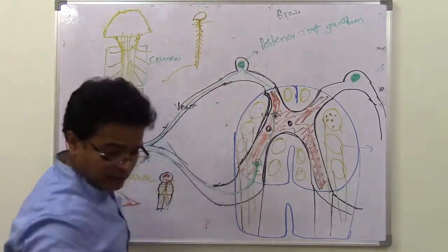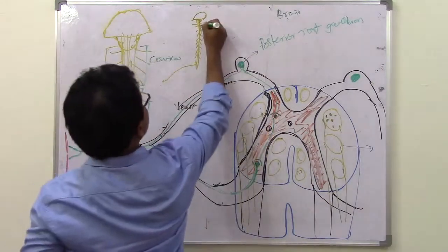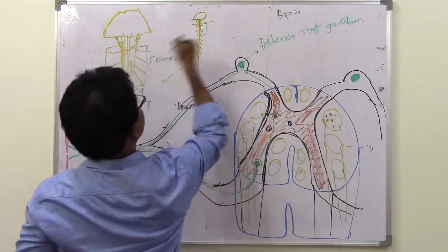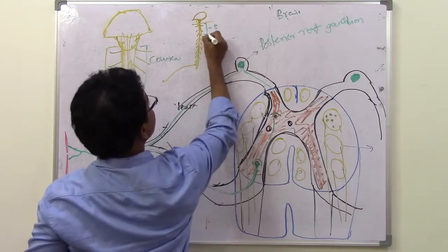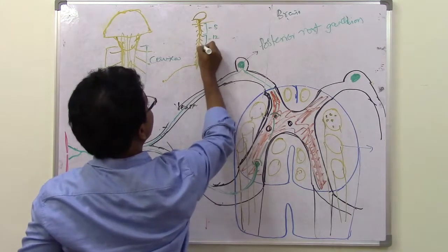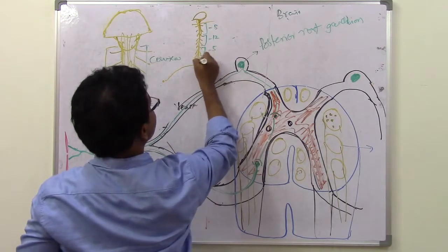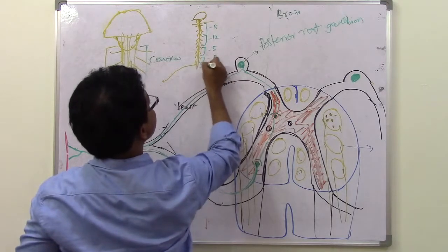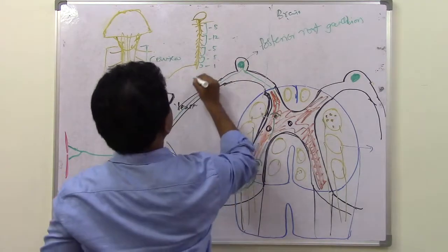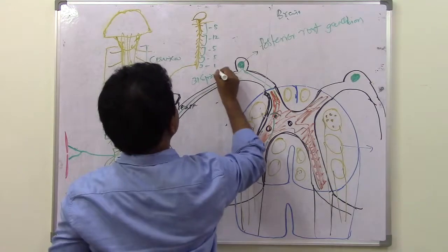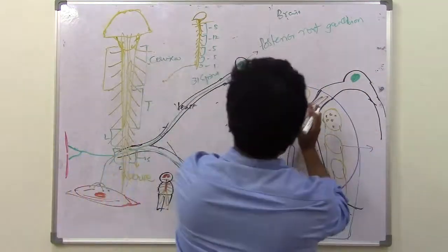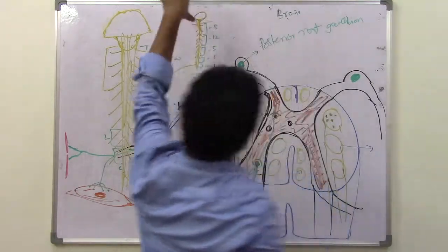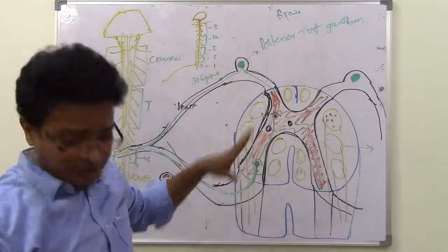So finally, the cervical nerves that are coming are 8 in number. Thoracic is 12, lumbar is 5, and sacral is 5, and coccygeal is 1. Total 31 spinal nerves from either side of the body are coming together, forming a spinal cord and going up and ending up in the brainstem.